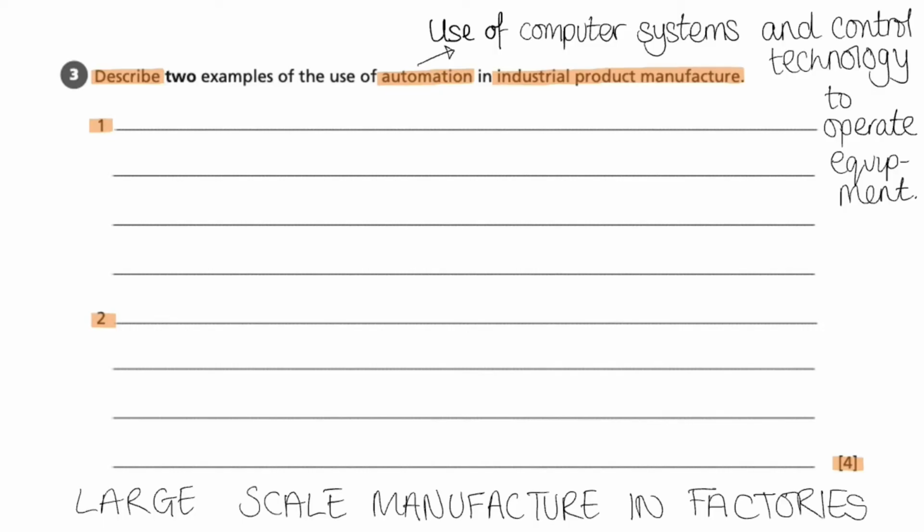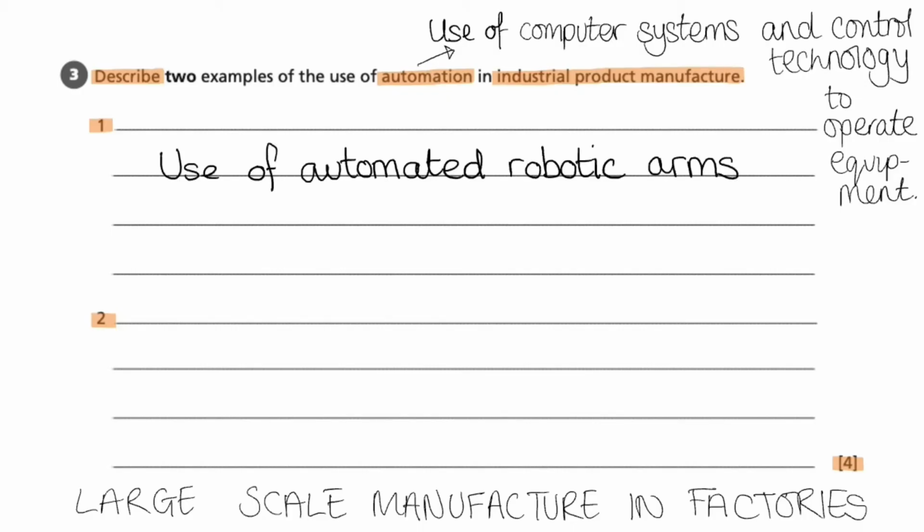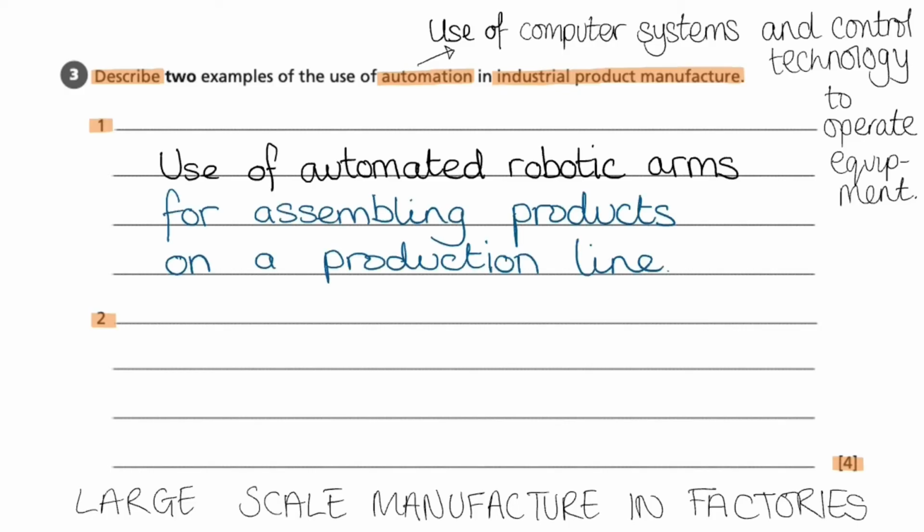I'm going to begin my first example with the use of automated robotic arms. These arms are a device that are computer controlled to undertake tasks that are similar to that of a human arm. It may be that they pick something up, they move it, they turn it over, and they will often be one small part of a much larger automated system. Automated arms can also be used for assembling products on a production line, like screwing a lid onto a jam jar.